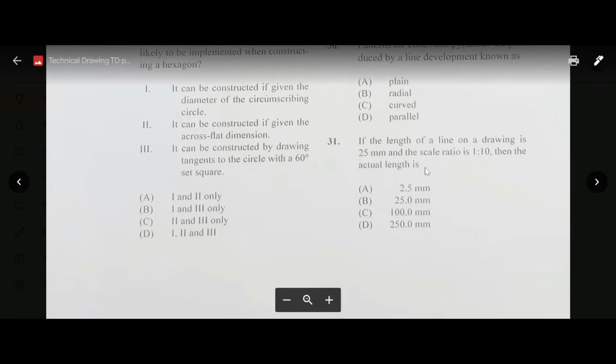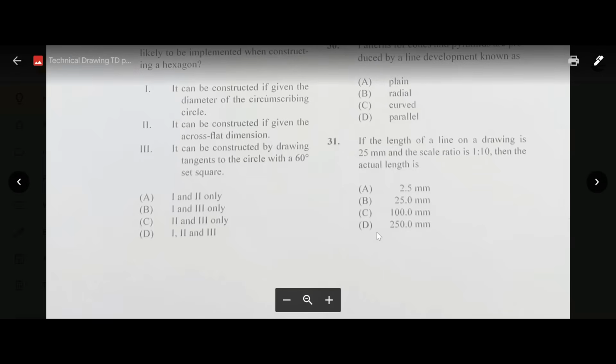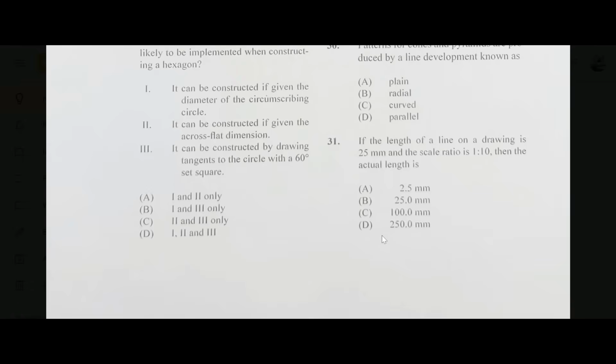Number 31. If the length of a line on a drawing is 25 millimeters and the scale ratio is 1 to 10, then the actual length is, so it's 1 to 10. So 1 represents the length on the drawing and 10 represents the length in real life. So 25 by 10 is 250. So number 31, D, 250.